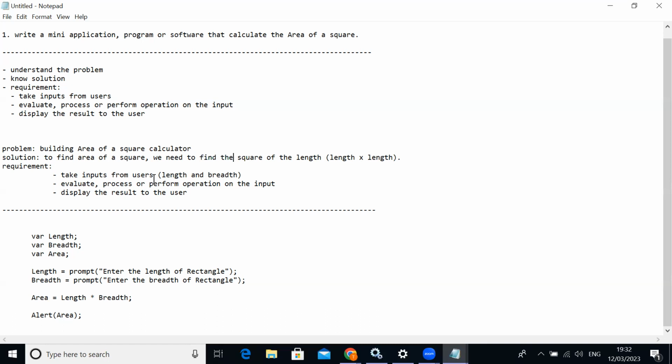What are the requirements of our software now? The software that will calculate the area of the square must take input. It must take the length from a user, just one length, perform an operation on the value it has collected, and display the result. As part of this, we said we need to understand the problem.